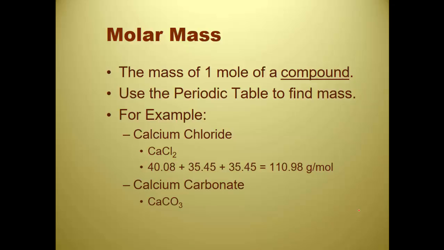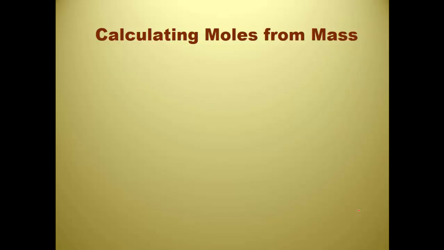Calcium carbonate is CaCO3. If we wanted to name that, we would use our ion charges sheet again. Calcium is 40.08. We have 1 carbon, it's 12.01. And then, since we have 3 oxygen atoms, it's 3 times 16.00, or if we are rounding, 15.99. And that equals 100.09 grams per mole.